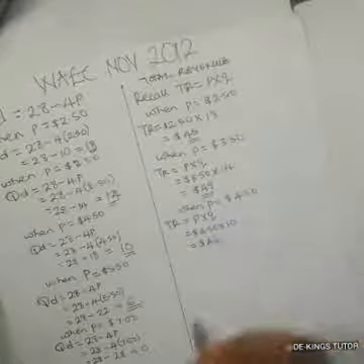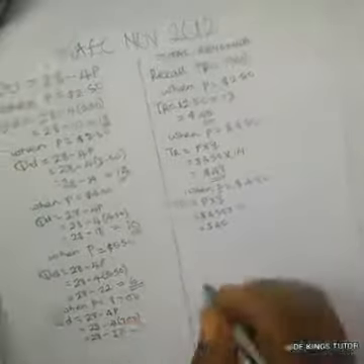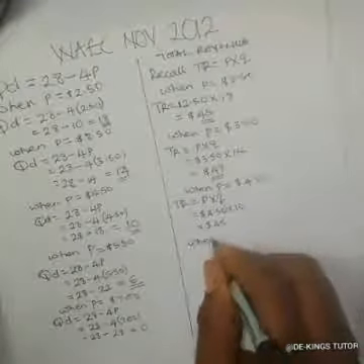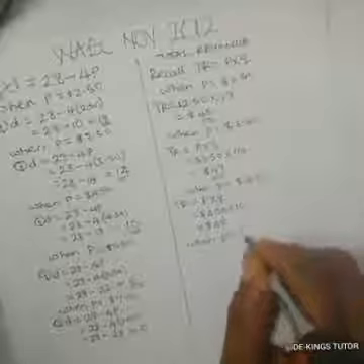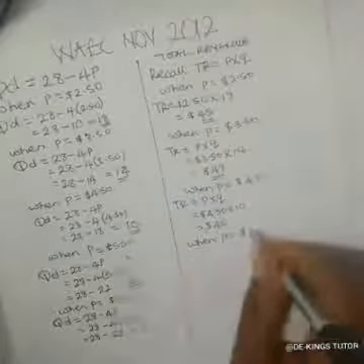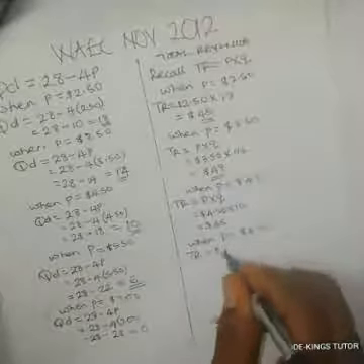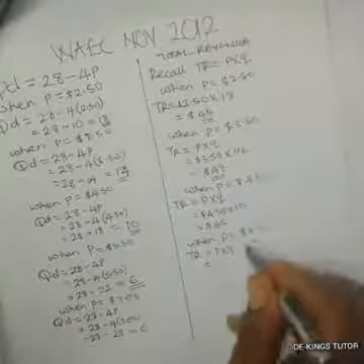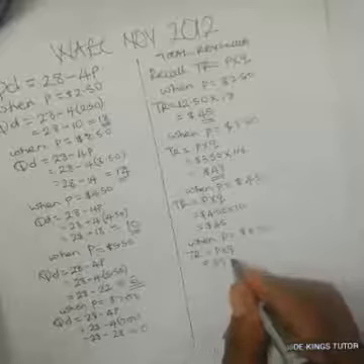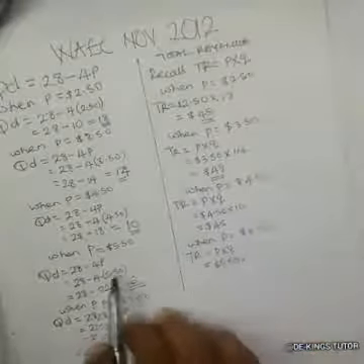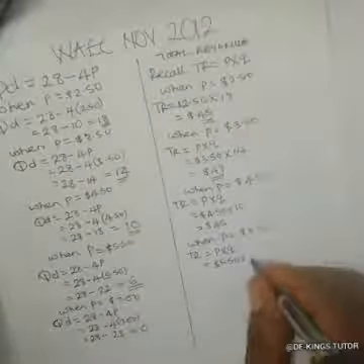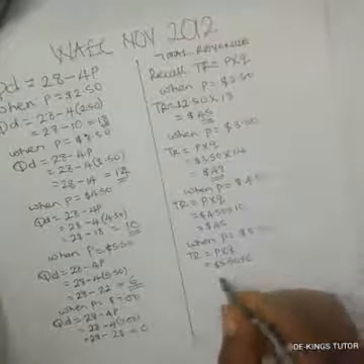The next one, when P is equal to 5.50, my total revenue is price times quantity, and my price is what? $5.50 times, what is my Q? I calculated Q as 6. So $5.50 times 6 will give us $33.